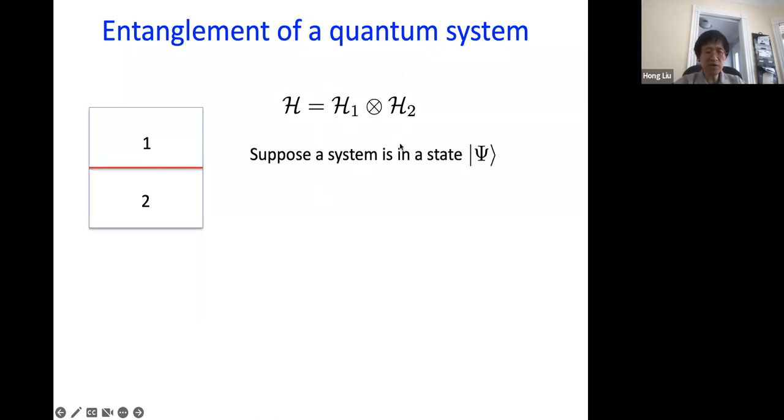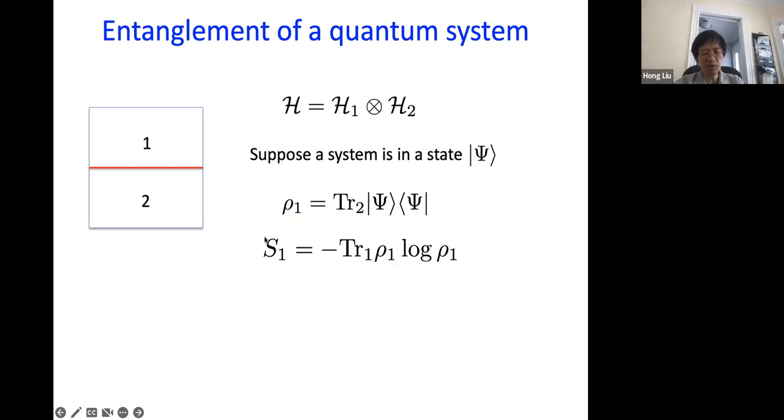Then let's suppose the system is in some state psi, and then we can define the so-called reduced density matrix by tracing out the Hilbert space of system 2. In this state psi, you take the density operator corresponding to psi, and you trace out all the degrees of freedom in system 2, and then you get a density operator which contains degrees of freedom only in system 1. This is called the reduced density operator. And this contains information.